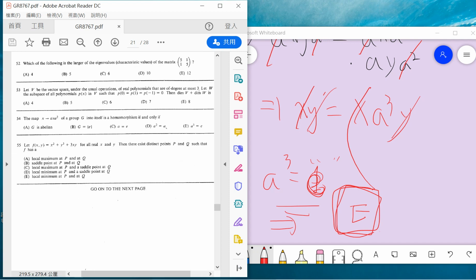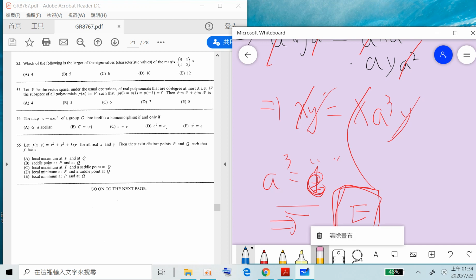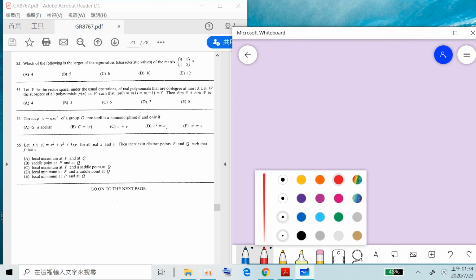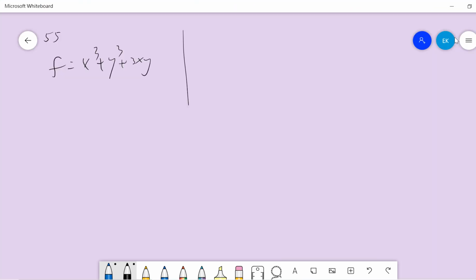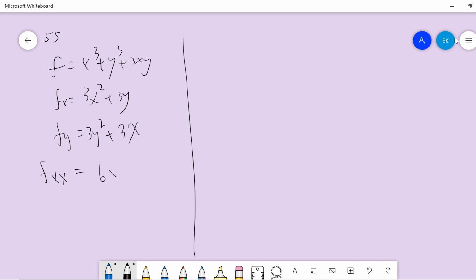Okay, 55. So f is defined to be this. So f_x is 3x squared plus 3y. f_y is 3y squared plus 3x. And f_xx is 6x, f_yy is 6y, and f_xy and f_yx are 3.